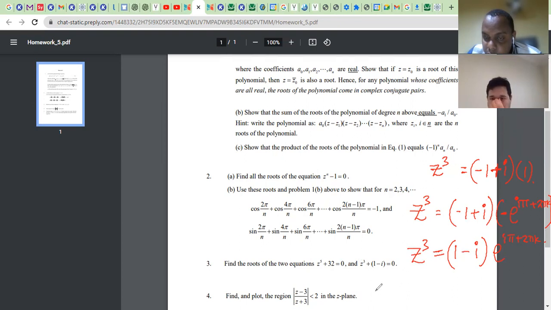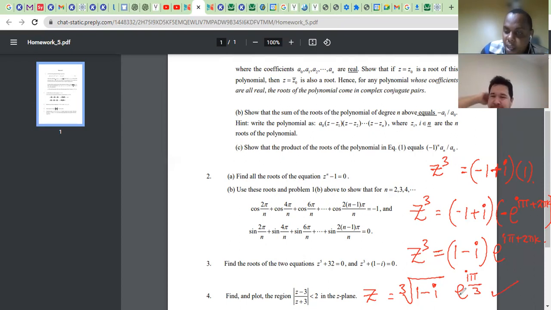And so this is going to be z equals the cube root of 1 minus i, e^(i pi) over 3, when k is 0, right? And then the other one is going to be e^(i(pi plus 2 pi)) over 3. Right? Yes. And then the other one is going to be e^(i(pi plus 4 pi)) over 3. That's it.